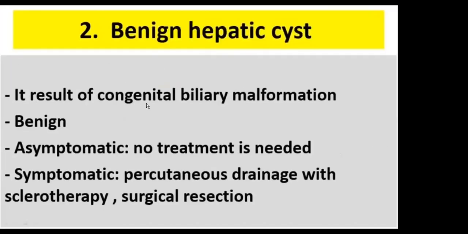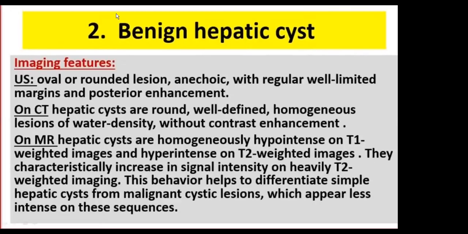Benign hepatic cysts are congenital biliary malformations. They are benign, asymptomatic, and usually need no treatment; if symptomatic, percutaneous drainage with sclerotherapy or surgical resection. By ultrasound, we see an anechoic lesion with regular, well-defined margin with posterior acoustic enhancement. By CT scan, also well-defined, homogeneous, without contrast enhancement. By MRI, hypo on T1, hyper on T2, and characteristically increased signal intensity on heavy T2-weighted MRI. This helps to differentiate it from cystic lesions that are usually malignant, which appear less intense on these sequences.